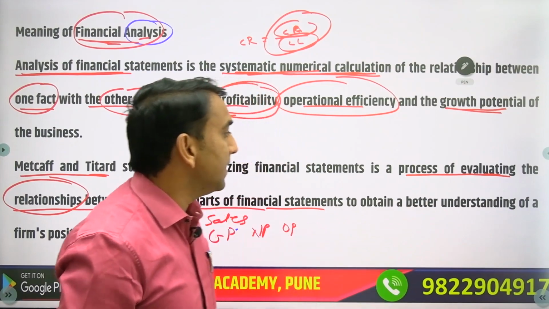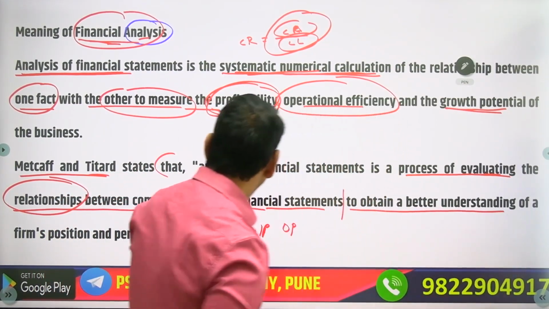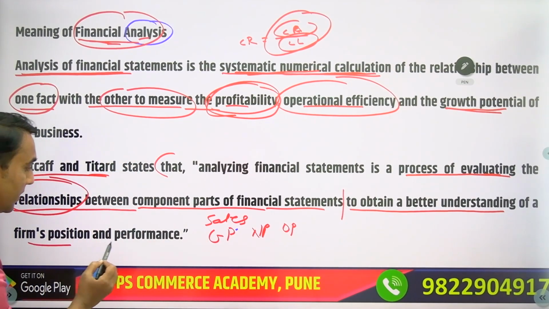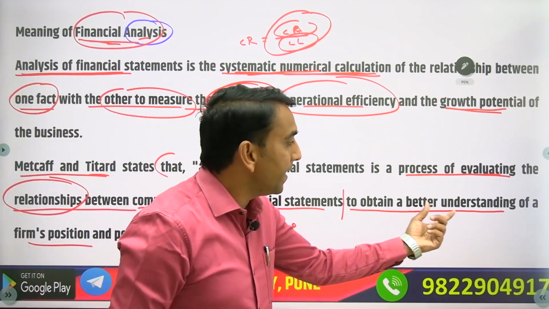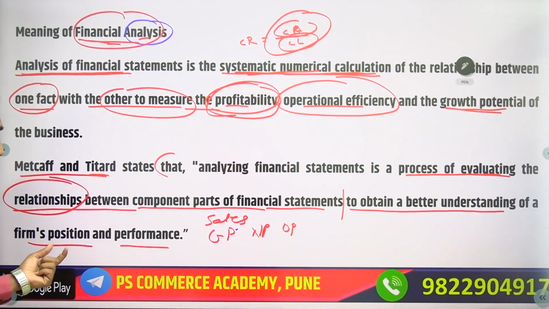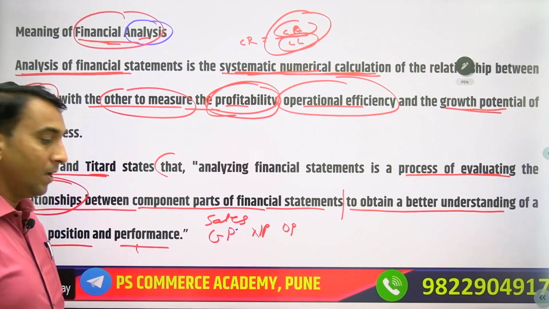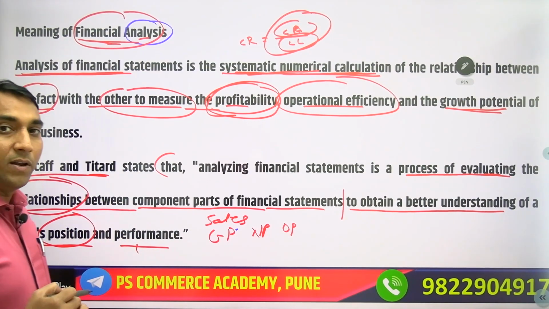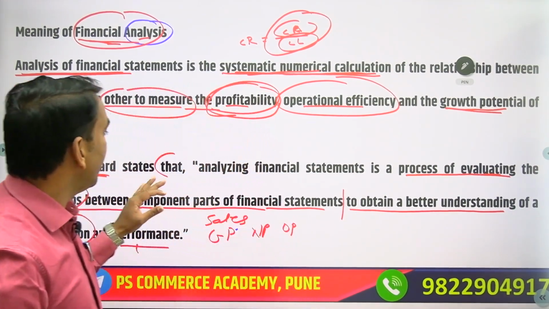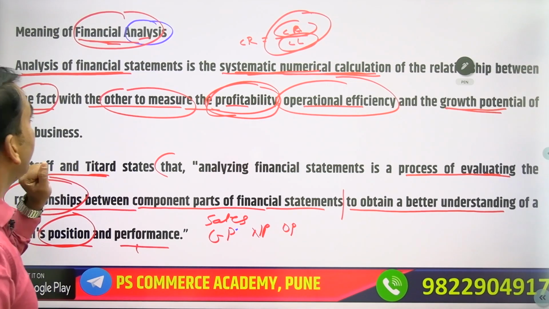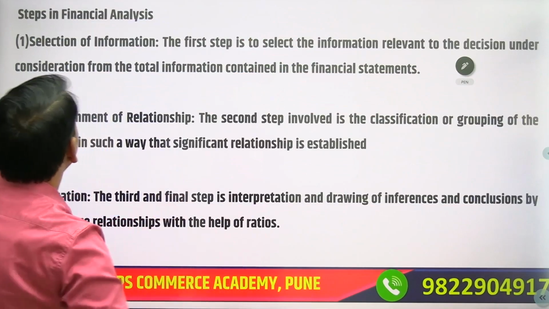To obtain a better understanding. Again, what is the objective? To obtain a better understanding of a firm's financial position and performance. Why are we doing financial analysis? Performance in the sense of profit, and position on a particular date: how much assets are there, how much liabilities are there. To understand that, we are doing the analysis. So this is the meaning of financial analysis. We'll move ahead and see the remaining part.